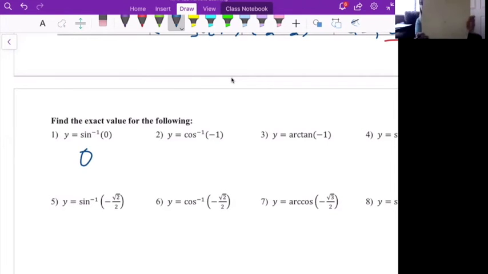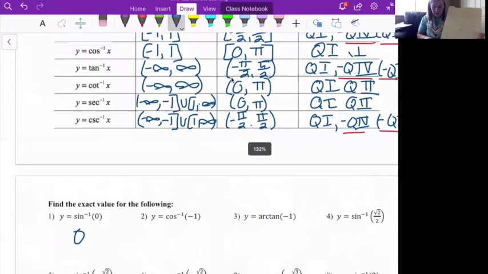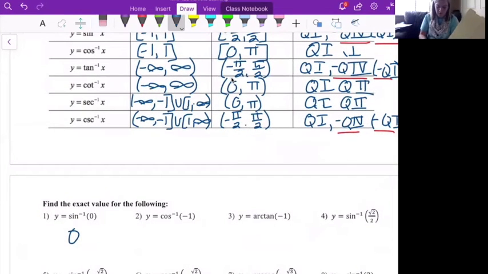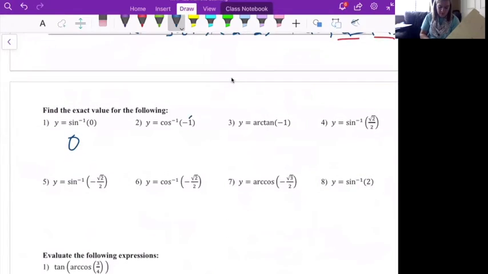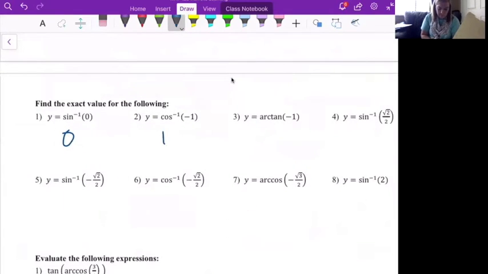Then we want to look at our unit circle, see where cosine is -1 in 0 to pi, or in quadrants 1 or 2. And so this would be pi.